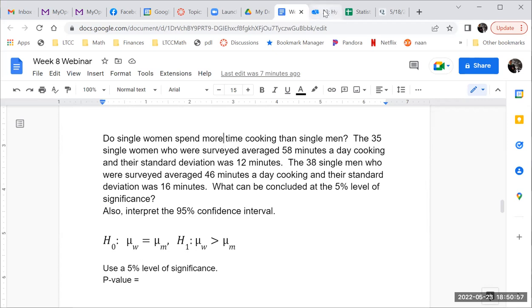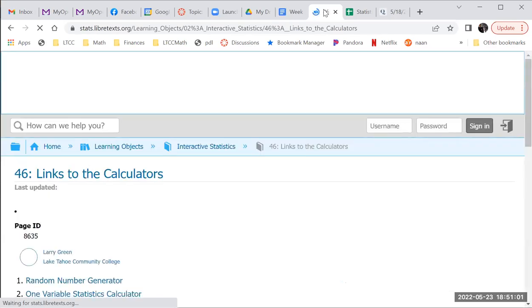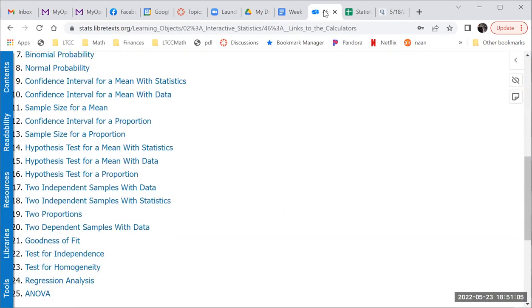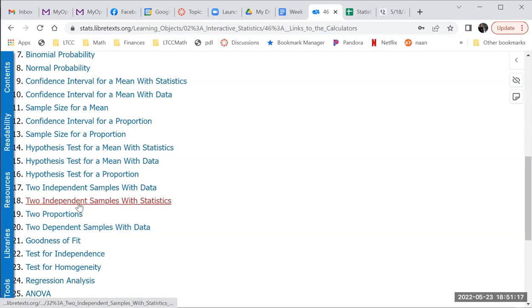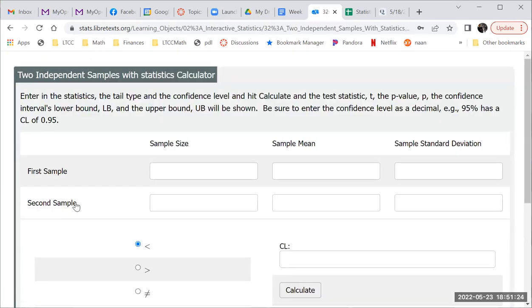Calculator. Yep, so we go to the calculator and back to the calculator menu. See if you can guess which it is. 18? Yep, because we have statistics, we don't have data, and they're independent. So it's 18. Now we have to fill in the blanks.